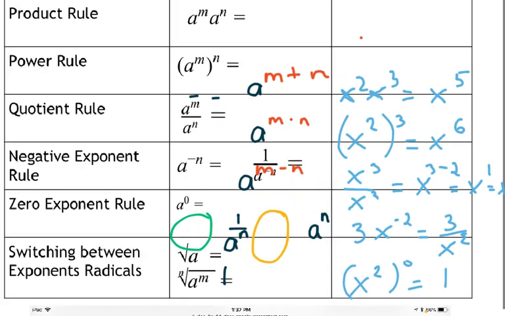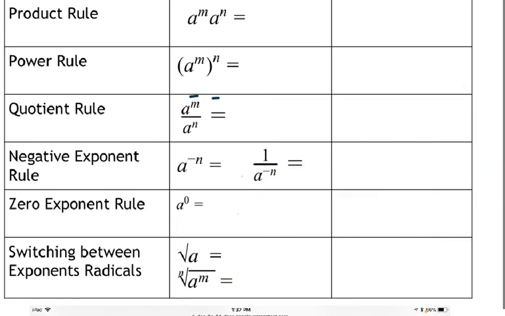It's 1. The last rule is switching between exponents and radicals. Here we have the square root of a, so we know if no index is written, it's 2, and I know a is to the first power, therefore a is 1 over 2. So a's exponent is a fraction of 1 over 2.